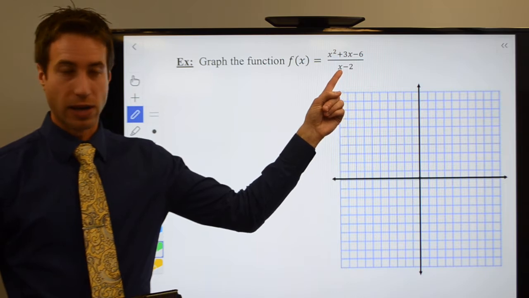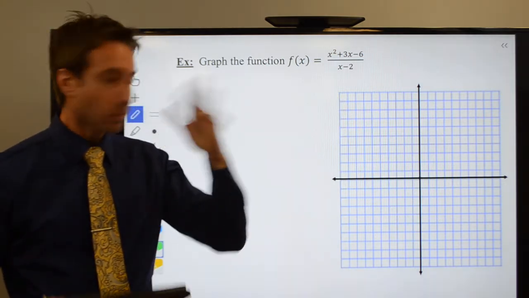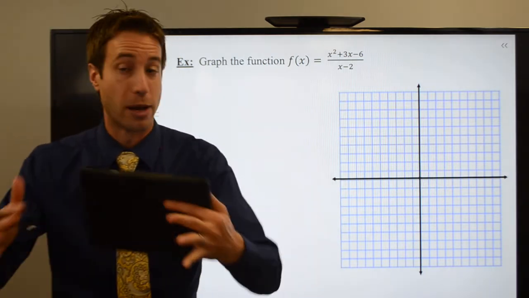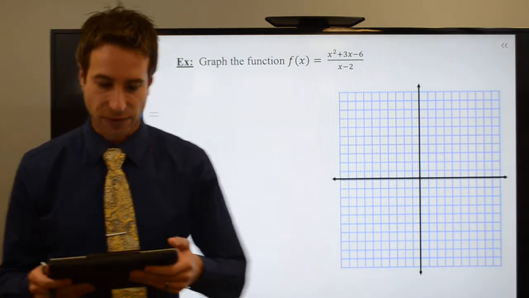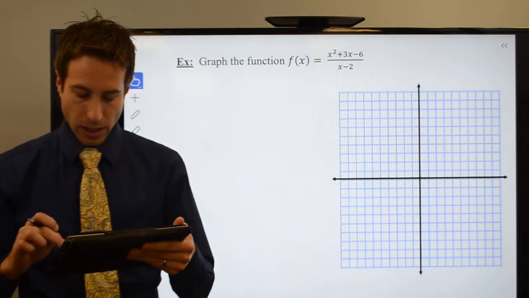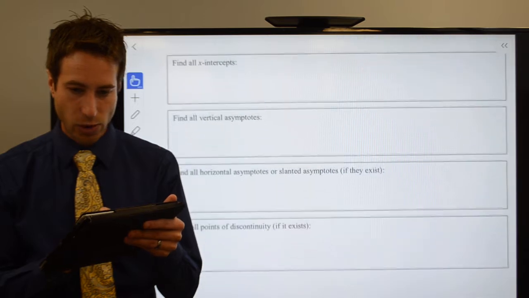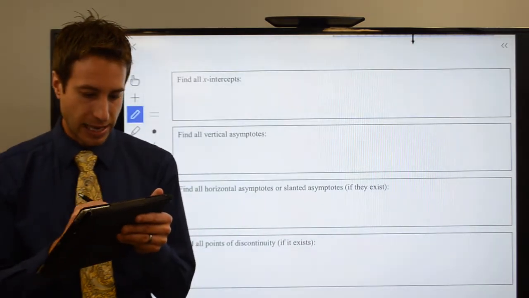This rational function. Let's just jump into it and see how it goes. Maybe it'll be an easy one, maybe it'll be a tricky one, maybe it'll be somewhere in between. I don't know. Let's find out. Here we go. I kind of give you this nice little roadmap, so let's just jump right into it and see how this one goes.